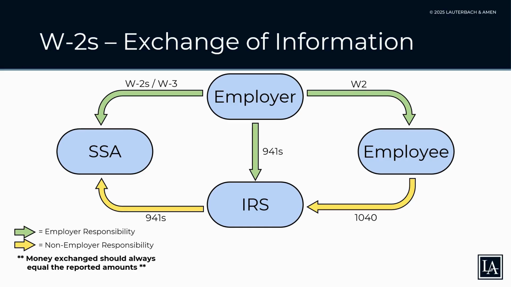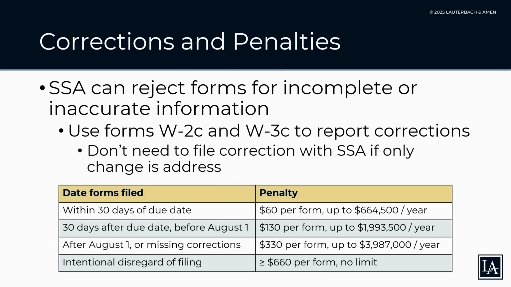If you do need to correct something, it happens. It happens a lot, and that's okay. But the Social Security Administration can reject forms for incomplete or inaccurate information. So if you have an unsuccessful filing, you may need to correct something right off the bat. There are W-2C and W-3C forms for those corrected versions.